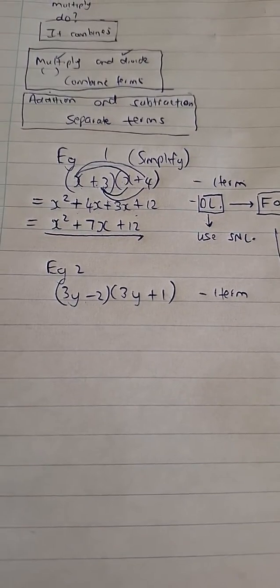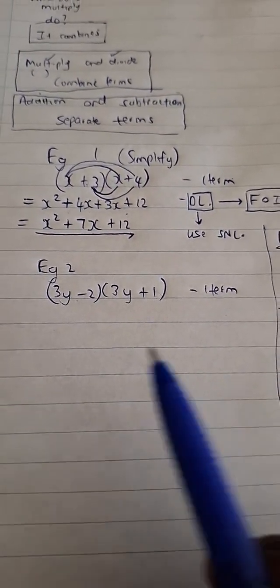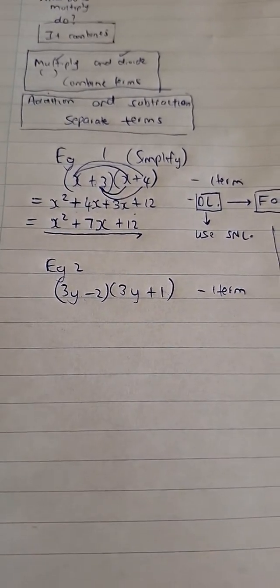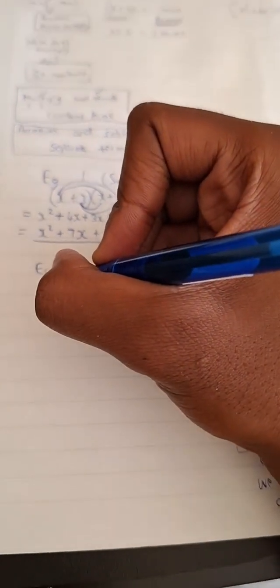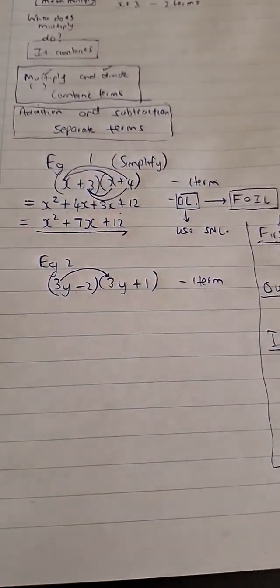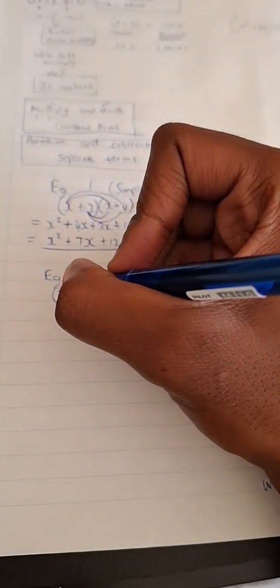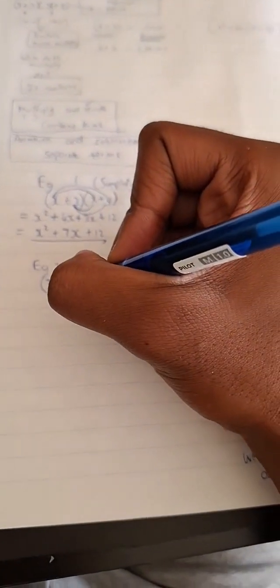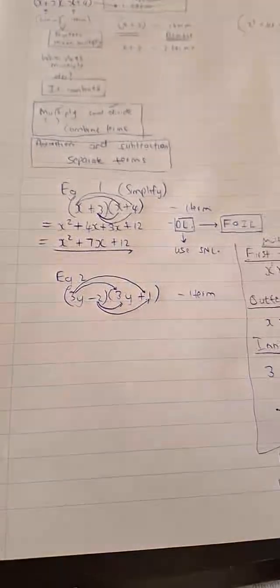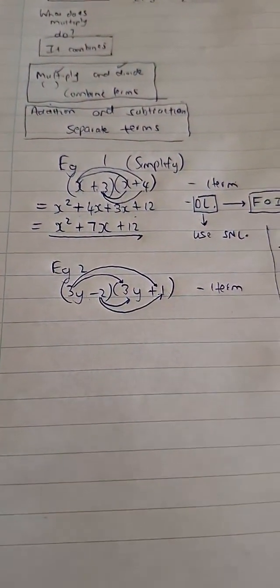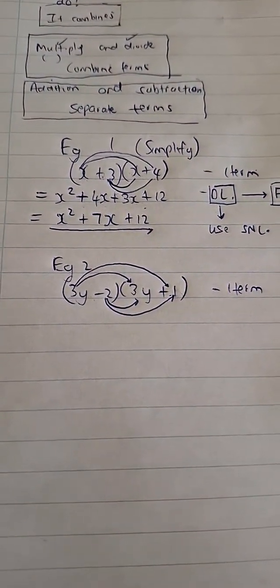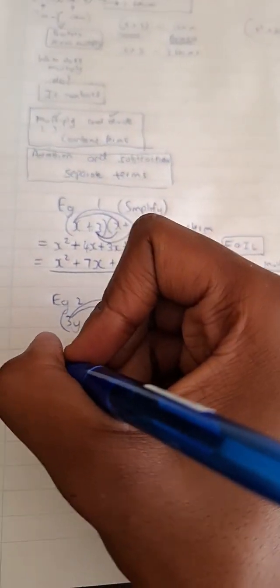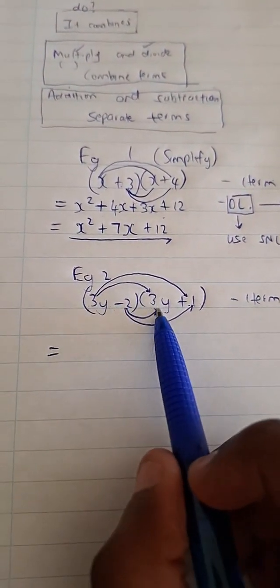Distributive law using S and L. The distributive law here means FOIL. What does FOIL mean? We take the first terms, we multiply them together. We take the first term again, we multiply with the outer terms. We take the inner terms, we multiply them together, and we take the last terms and we multiply together. And as we do this, we are all the way considering the multiplication of signs. So let's look at 3y times 3y.